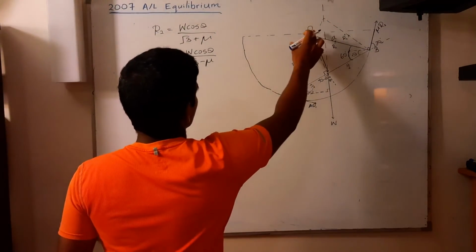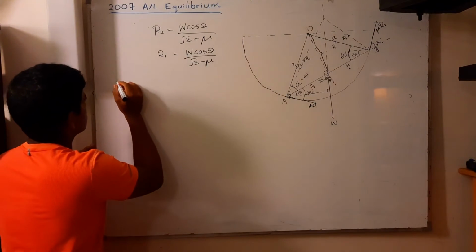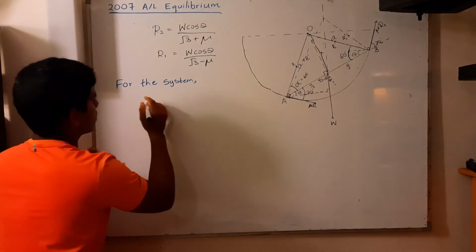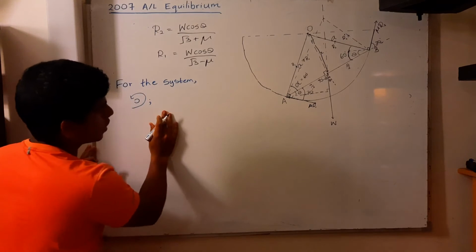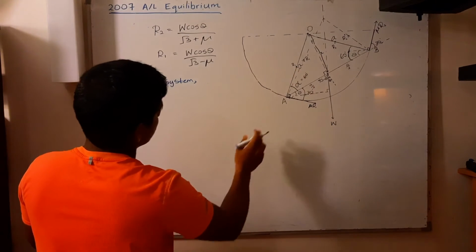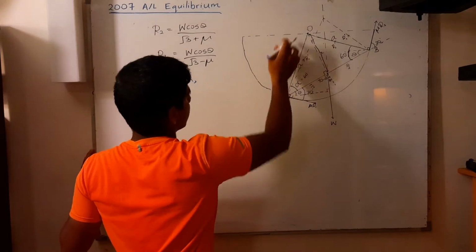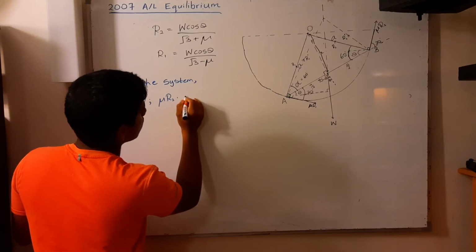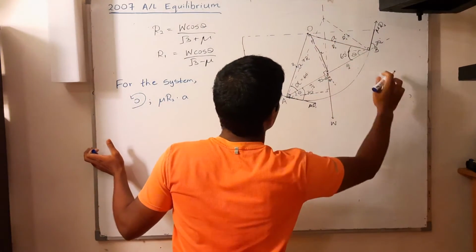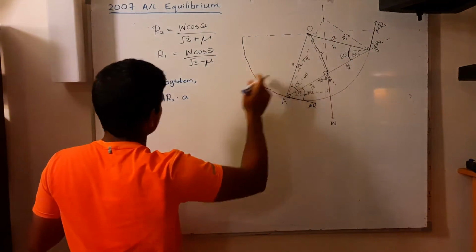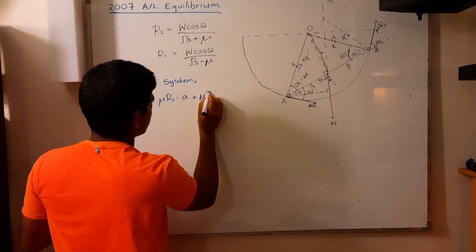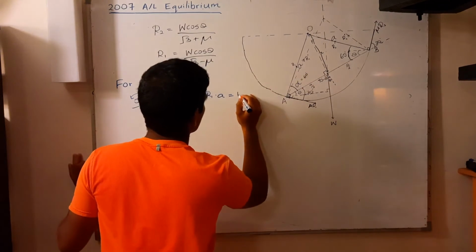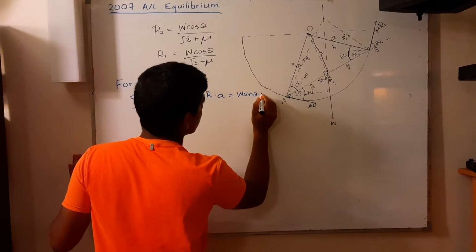Now what I'm going to do is take the moment for the system around O. So for the system, take clockwise moment about O. As you can see, R2 and R1 cancel out because these two forces are acting through O. So if you take anti-clockwise moment, mu R2 into this distance A, and similarly over here it's plus mu R1 into A, equals W sine theta into x, this distance.